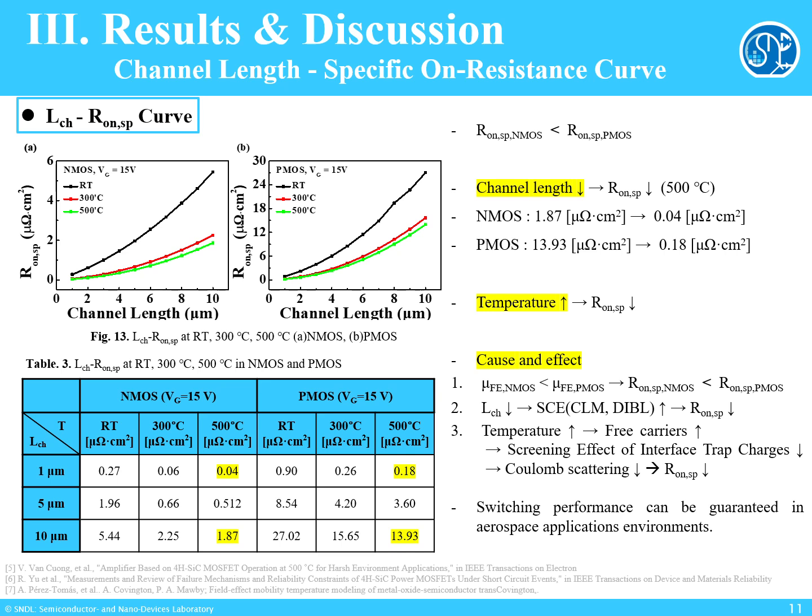Now, let's check specific on-resistance. As the channel becomes shorter, specific on-resistance goes down sharply. For NMOS, it falls from almost 2 to 0.04 at 500 degrees. PMOS shows higher values because the hole mobility is lower. At high temperature, more free carriers appear and Coulomb scattering becomes weaker. This lowers the resistance even more. So short channels improve switching performance, even though they also bring stability issues.